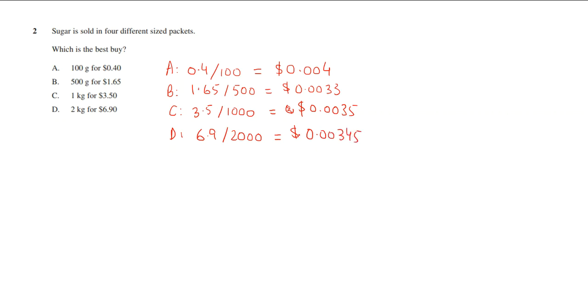$0.00345. To make it more clear, pretty much what we are getting here is how many dollars we need to pay to get 1 gram of sugar. Now it's all consistent, we can compare all of these. Out of all these, option B is the cheapest option, because that's where we are paying the least price to get each gram of sugar. So your answer to this question would be option B.